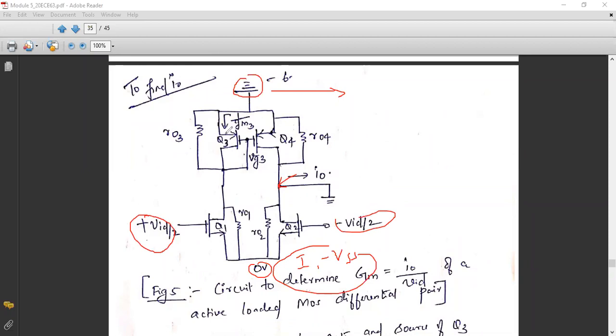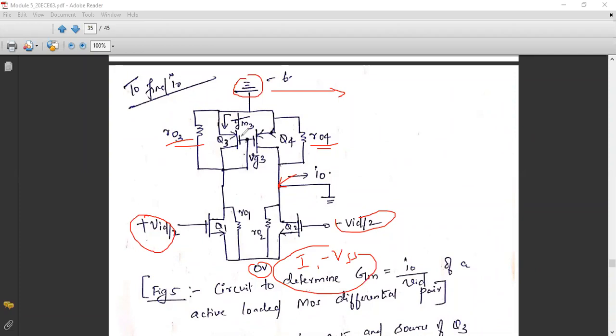Other than this circuit, we also analyze the effect of the resistances. Each transistor has its own output resistance, right? So those output resistances, we will fix across the drain and source. You can see across the Q1 drain and source, we are having R01. Across Q2's drain and source, we are having R02. And the same is applicable for Q3 and Q4 also.